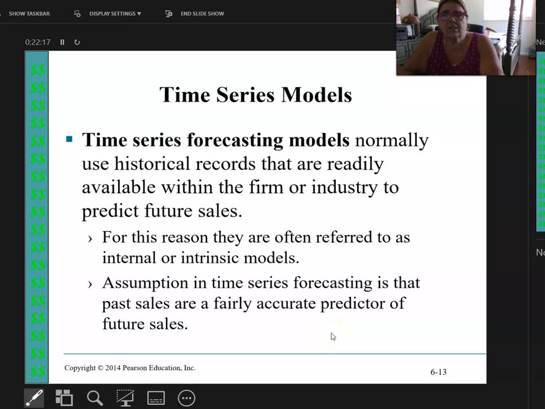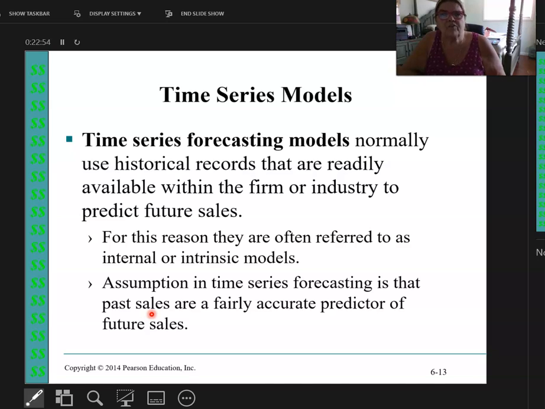Time series models usually use historical data if I have it available. For this purpose, they're often called intrinsic models because I'm using data from within my company. I'm not going out there asking other people. I'm not asking Salesforce. I'm not asking customers. I'm not asking expert opinions. So basically, we have the assumption, and first of all, you should never assume in business, that if I use this model, my past sales are a very good indicator of my future sales.